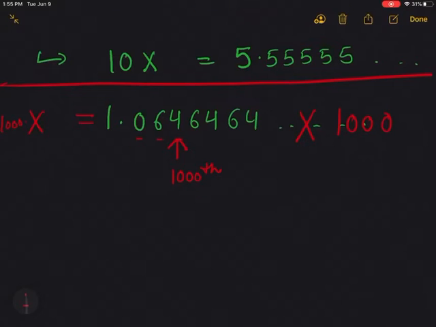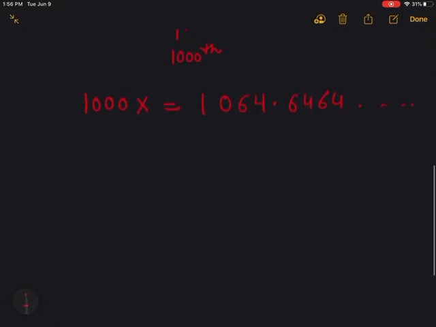So now the left side becomes 1000x, and the right side, since you're multiplying by 1000, this decimal would move to the right by 3 places: 1, 2, and 3. So my equation on the right side would be 1064.6464, and so on. Here you go. I have one more example to show you.